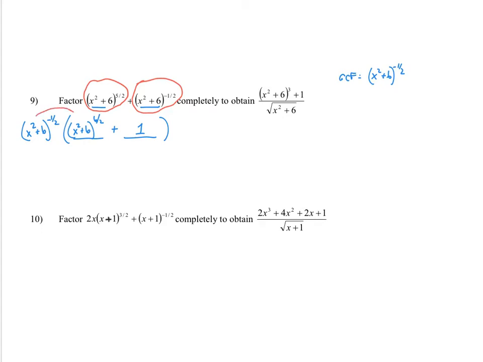Check yourself if you're not feeling confident. Just remember, same base, that means add the exponents. So if we distribute, we'll have x squared plus 6. Negative 1/2 plus 6/2 is 5/2. And if we continue to distribute, 1 times x squared plus 6 to the negative 1/2 is x squared plus 6 to the negative 1/2. So that's checked.